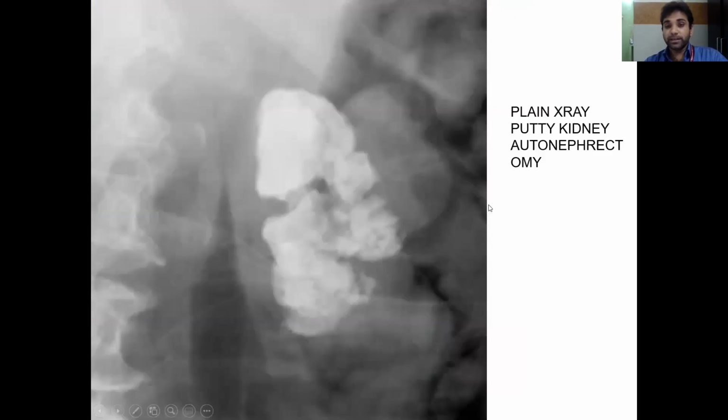Next, putty kidney. So this plain X-ray shows amorphous calcification in the area of the left kidney. It's usually a complication of renal tuberculosis. It's called putty kidney. This calcification is very homogeneous and ground glass-like. They represent calcified caseous tissue.